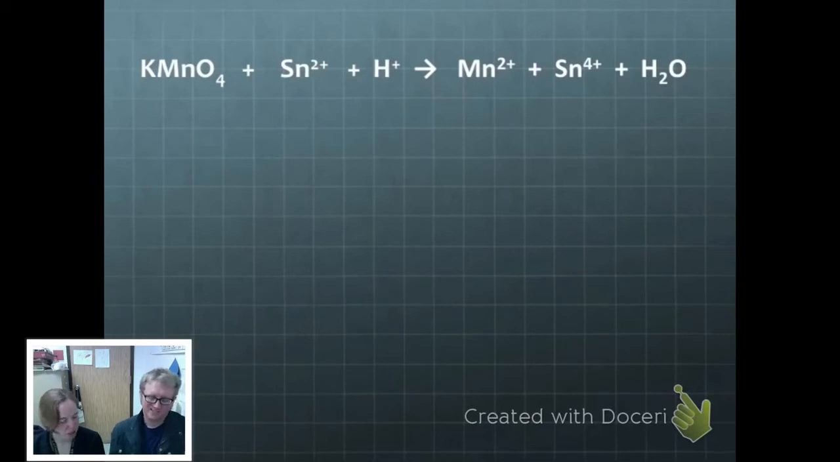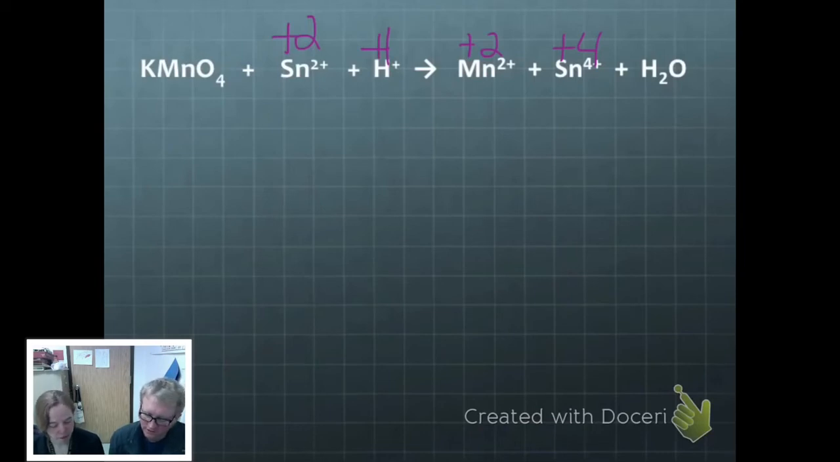So if I'm assigning those numbers, then for the Sn, I would write +2, and H is going to be +1. This one would also be +2, and that one would be +4. If it tells you the charge of the ion, this is why we sometimes leave out the anions here. If it tells you the charge, that's your oxidation number. That's nice.